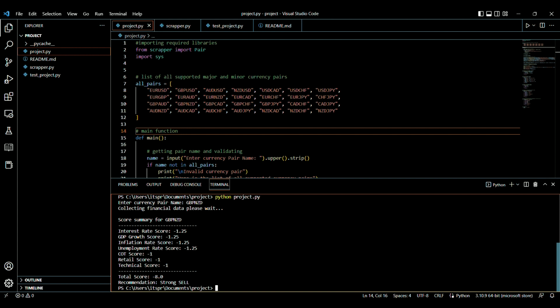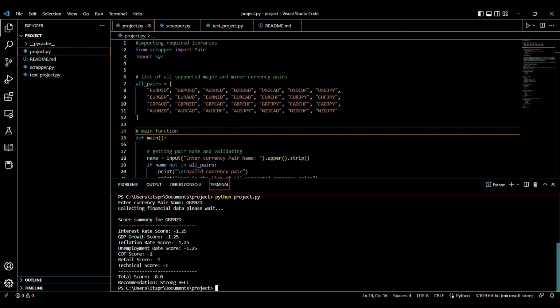Okay, so we have all four fundamental factors negative right there, as you can see. Interest rate is negative, GDP growth is also negative, and inflation and employment both are negative too. On the other hand, COT report and retail score, which is the sentiment side, are also negative right there. Then we come to the technical, we have a negative side also there.